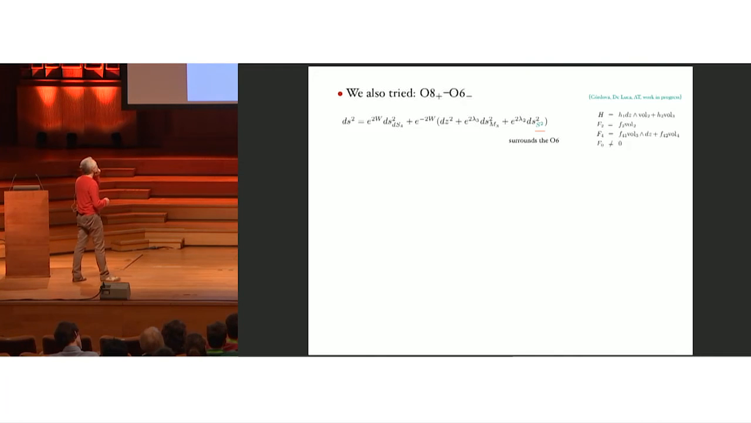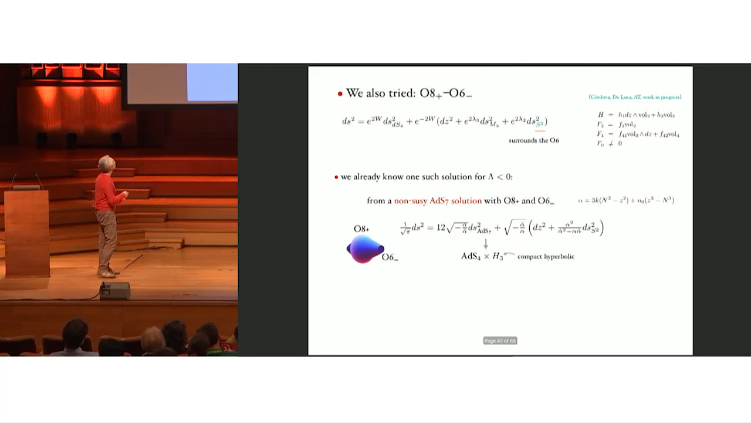Well, we've tried with some other objects. The internal metric now changes a bit, and it's inspired, in fact, from one of the AdS7 solutions that I showed you, which breaks supersymmetry, the evil twins. You start from that, and you can easily modify it so that the internal space, now you have, instead of AdS7, AdS4 times a compact hyperbolic space.